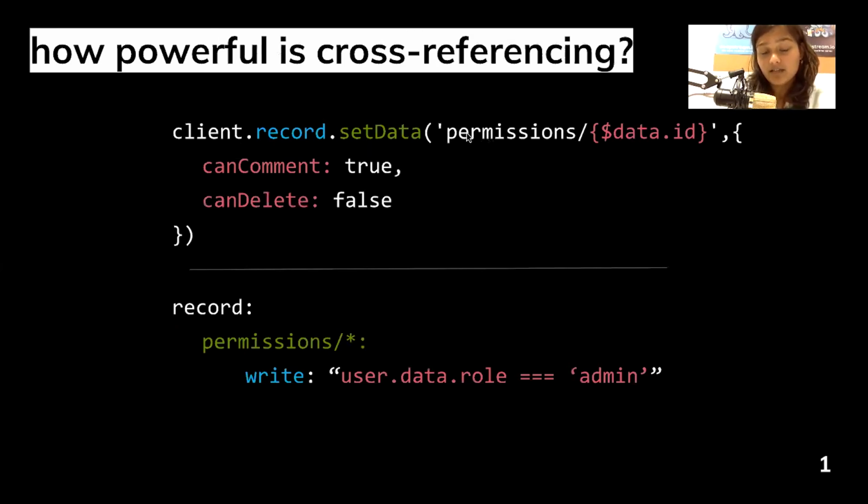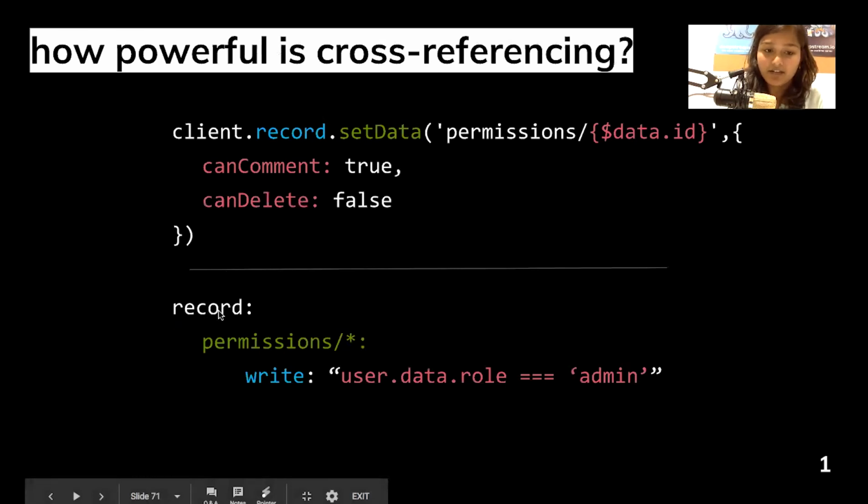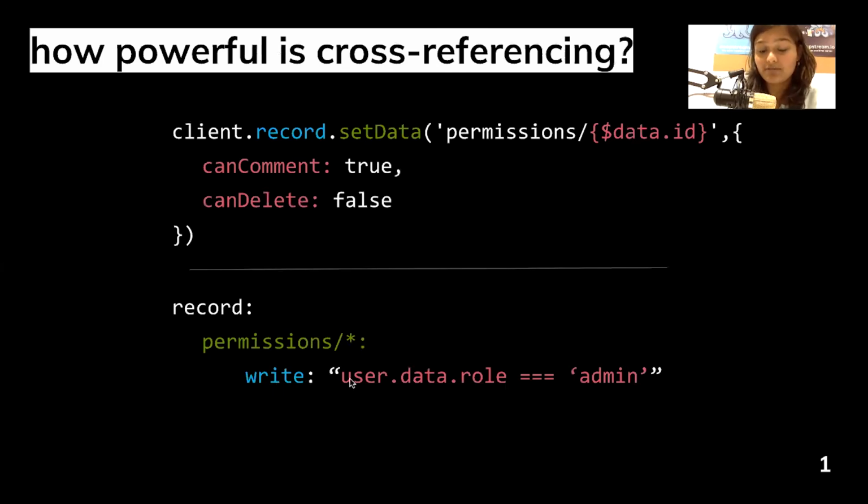Now I have the record name. The name of the record is permissions slash the ID of the particular user, which is data.id. And I'm passing in two different pieces of data: can comment, setting it to true, and can delete, setting it to false. In my permissions file, I have the record name permission slash star, and I would say write only if user.data.role equals admin. We have already seen this kind of example, and it all makes sense to us right now.